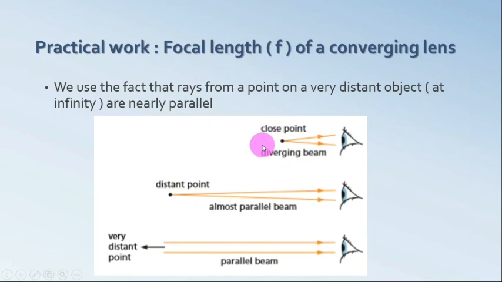So if the object is close to your eye, you will see that the rays are moving in all directions. If it's away a little bit, it's almost parallel. But if the object is far away, very distant, or we can say it is at infinity, in this case, yes, the beam will be parallel, and we can use this case to find the focal length. Okay, only in this case we can find it, because otherwise they will not meet at the focus point.